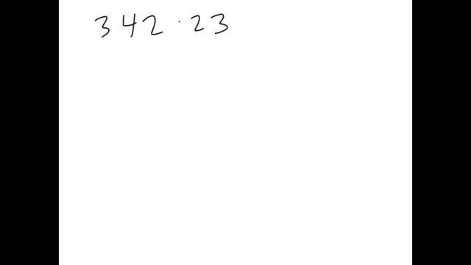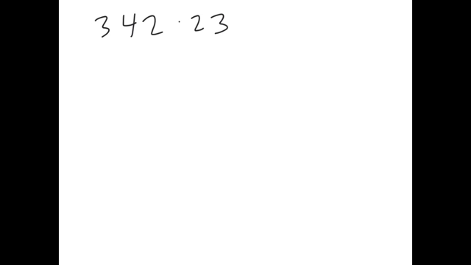First, let's look at actual numbers. So here we have 342 times 23. And remember when we did the distributive property and found an easier way to multiply numbers using that? Well, this kind of works in a similar way. So let's break this up a little bit.